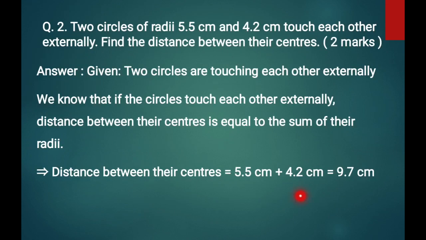Now see second question. Two circles of radii 5.5 cm and 4.2 cm touch each other externally. Find the distance between their centers. So two circles are touching each other externally. We know that if the circles touch each other externally, distance between their centers is equal to the sum of their radii. So we write here distance between their centers equals to 5.5 cm plus 4.2 cm, that is 9.7 cm.